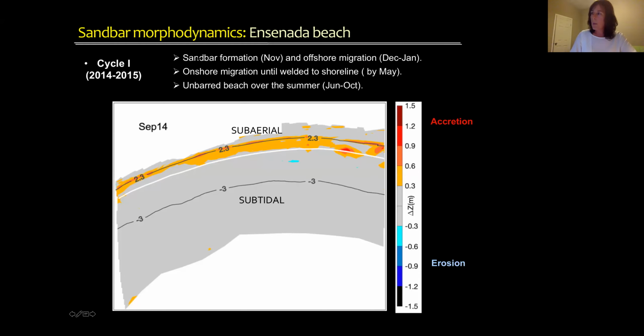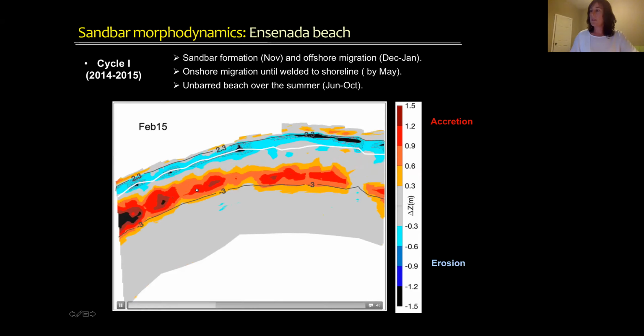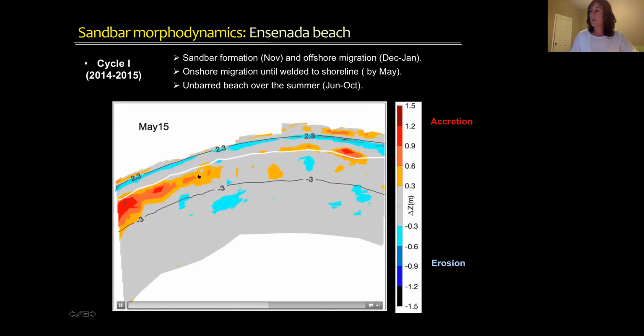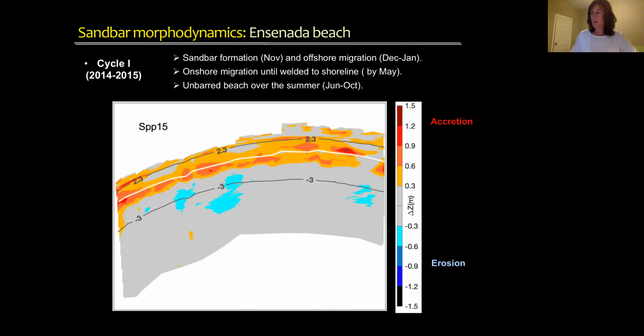So what we will see is the sandbar forming in November, and then it will migrate offshore during the winter. And then at the end of the winter, we have onshore migration until it welds to the shoreline, usually by May, and then we will have an unbarred beach over the summer. So this will be the sandbar now moving onshore, well into the shoreline. So the subaerial beach fully recovers.